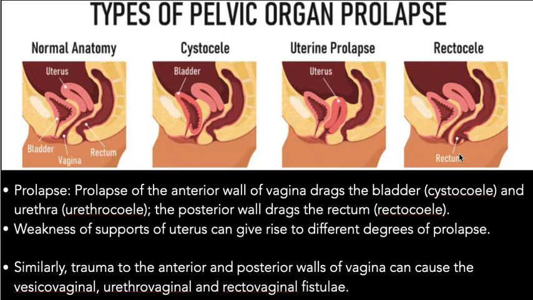Weakness of the supports of the uterus can give rise to different degrees of prolapse. Similarly, trauma to the anterior or the posterior wall of the vagina can cause vesicovaginal between the bladder and the vagina, urethrovaginal between the vagina and the urethra, and the rectovaginal between the rectum and the vagina fistulae.